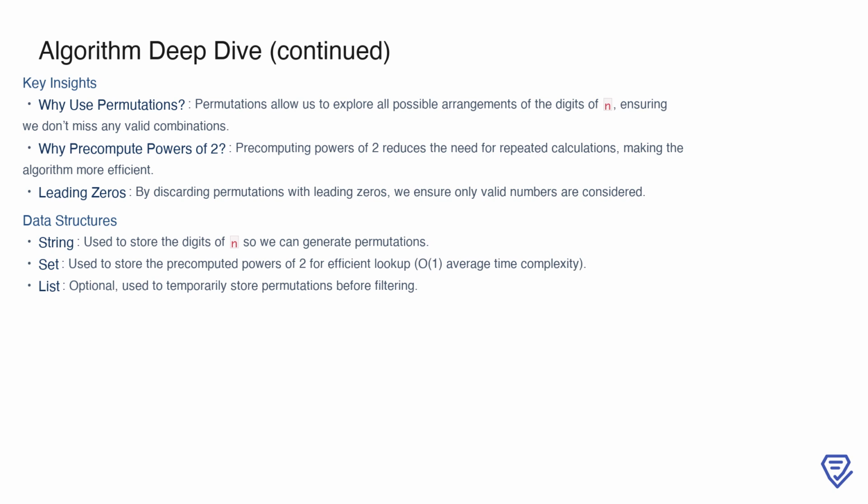From a data structure perspective, we use a string to store the digits of n for generating permutations, a set to store the pre-computed powers of 2 for quick lookups, and optionally, a list to temporarily store permutations before filtering out invalid ones. These choices optimize both the clarity and efficiency of our algorithm.